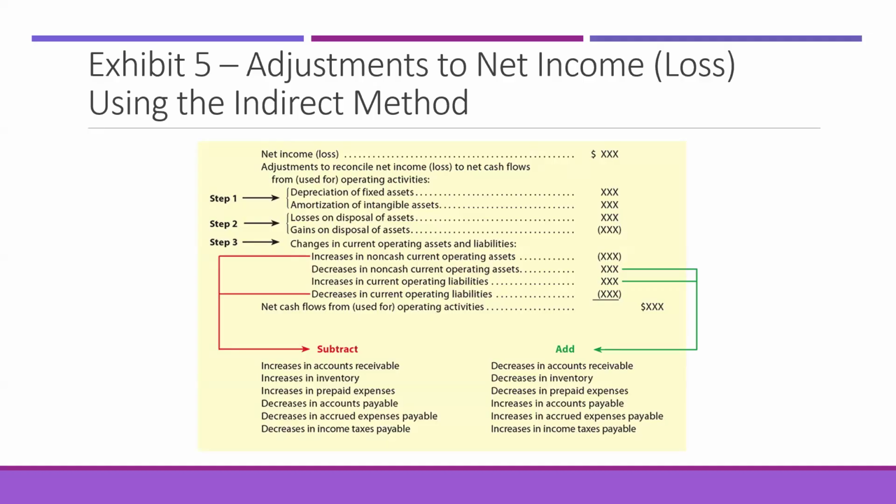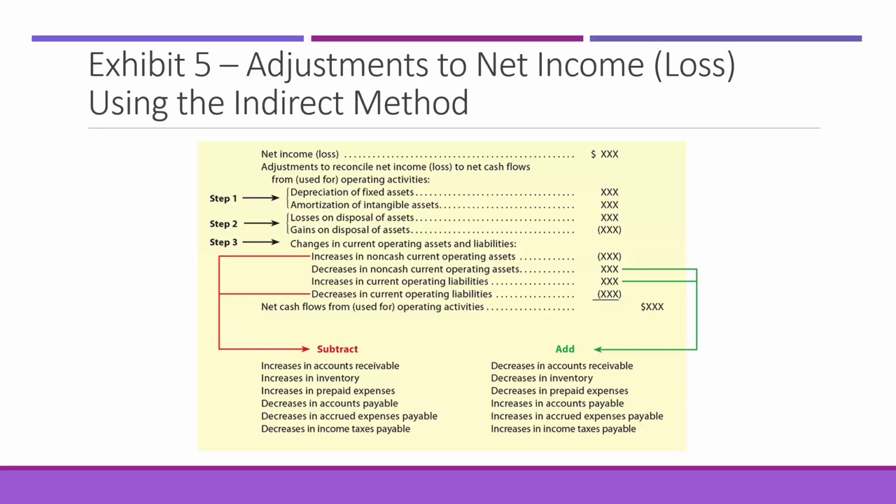And so if we think about all of the accrual, this is why this is at the end, right? We've now gone through all of this stuff. This incorporates all of the transactions that we've used throughout the whole semester. And we have depreciation and amortization that's going to show up first, and then gains or losses on disposal of assets. Steps 1 and 2 are non-cash income and expenses, essentially. And step 3 is the changes in current operating assets and liabilities.